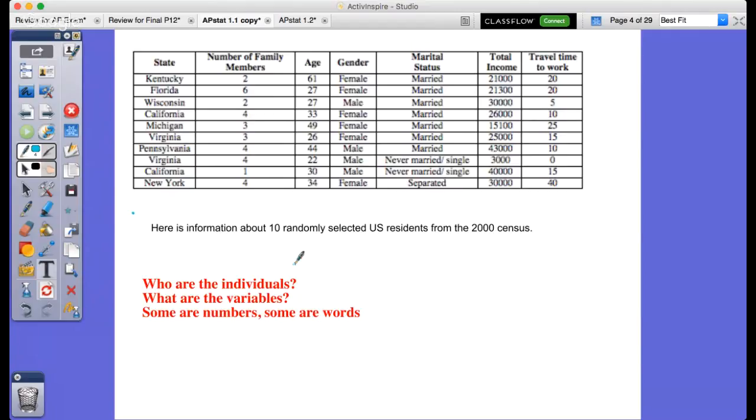Section 1.1, we're going to talk about, we have this randomly selected study that we're doing. And as you look and as you see in AP statistics, we're going to talk a lot about terminology. And so we're just laying the groundwork for what are these specific terminologies and what do they mean. First thing, we recognize that we have 10 randomly selected U.S. residents. So as we look at this, each resident comes from a different state. They have a number of family members, an age, a gender, marital status, total income, and travel time to work.